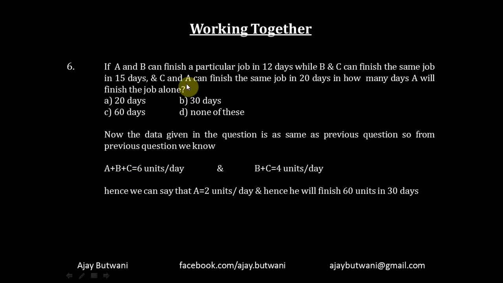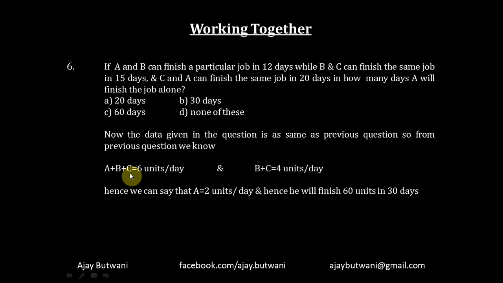A and B can do 60 units in 12 days. That means their speed is 5 units per day. So if you put A plus B equal to 5, you will get C is equal to 1 unit per day. To do the job of 60 units, C alone will take 60 days. Similarly, you can find for B also.